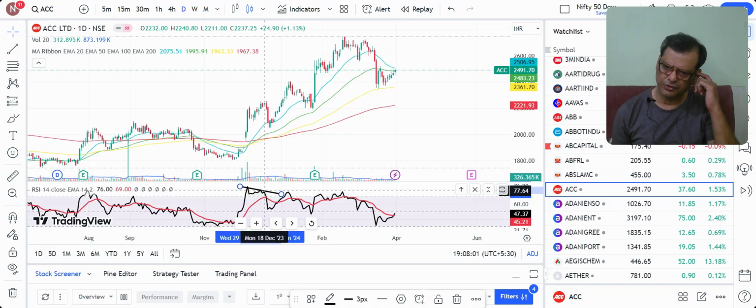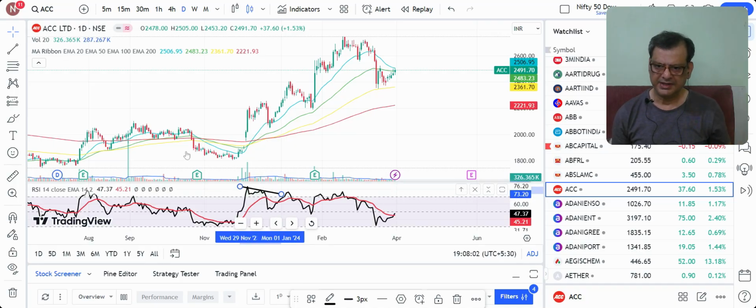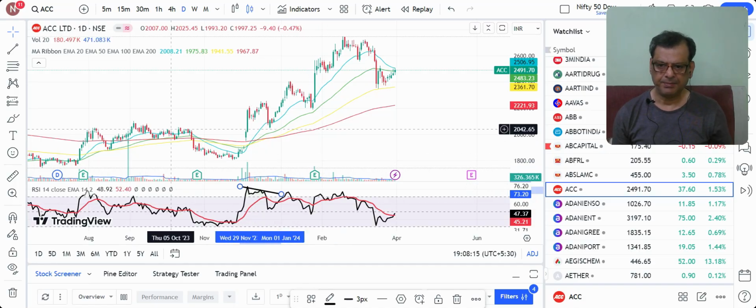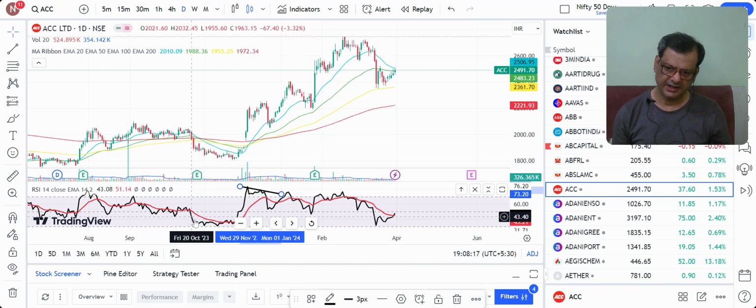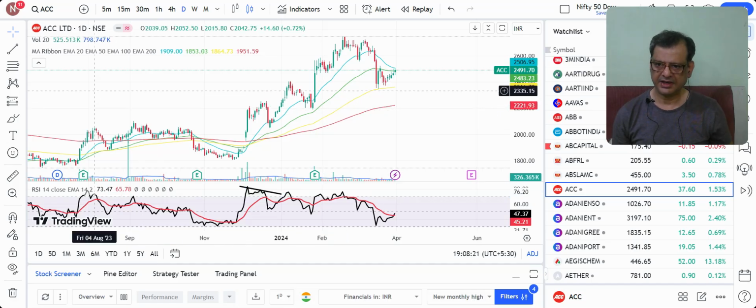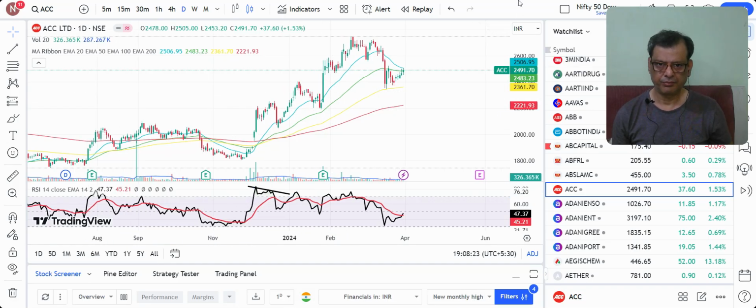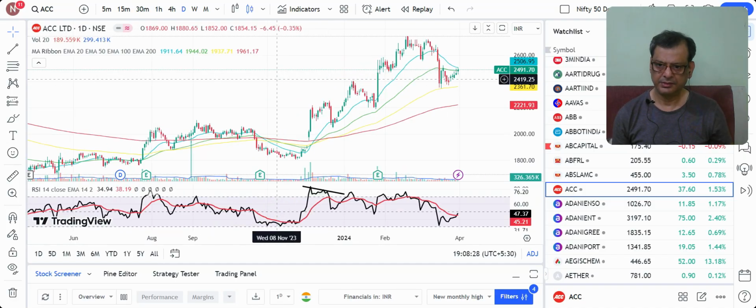It's the other way around also. Sometimes price can come down and RSI may be going up. Let me see whether I can find an example. So it can happen that price is going down, but RSI is not going down, it's going up. Let me see whether I can find it here. So you understand what regular divergence is?